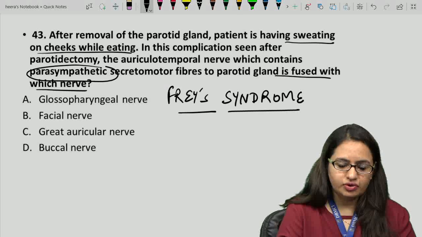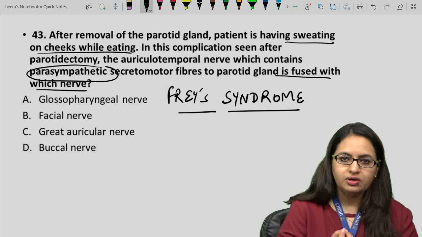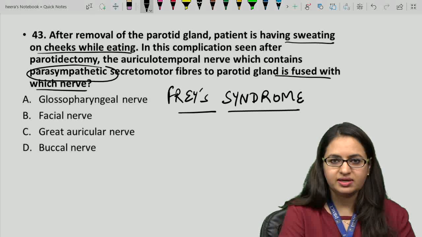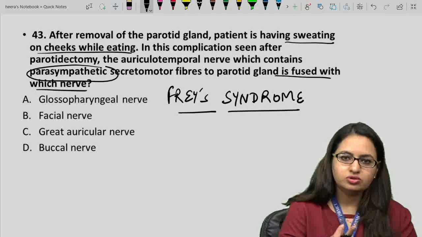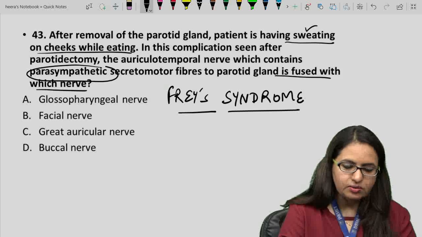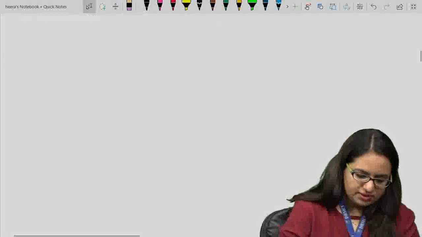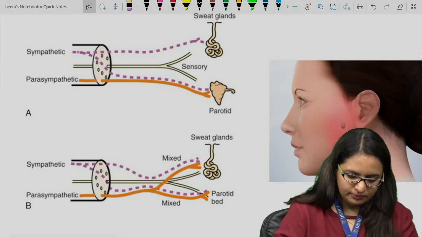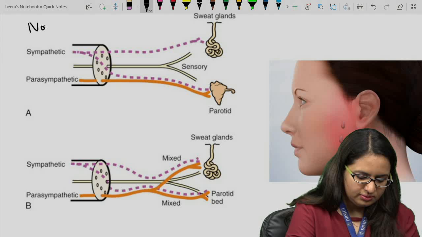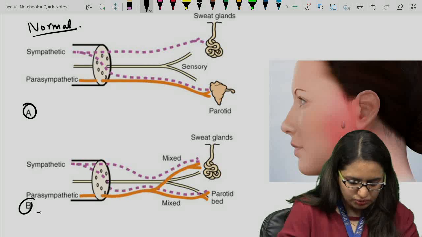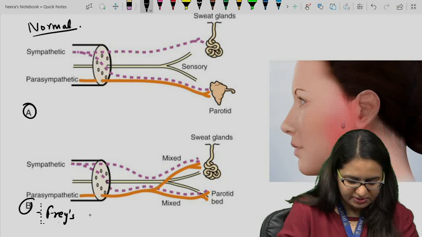And due to that fusion, when there is an eating stimulus, the stimulus passes through the parasympathetic fibers and it should go towards the salivary glands. But apart from that, it also goes through the great auricular nerve to the sweat glands. So therefore we observe sweating on the cheeks. Let us see how this is happening. Now if you see this picture, this is the normal A, and B shows the condition of Frey syndrome.